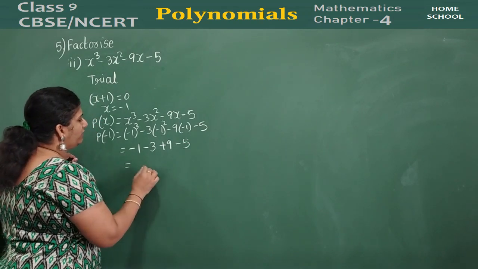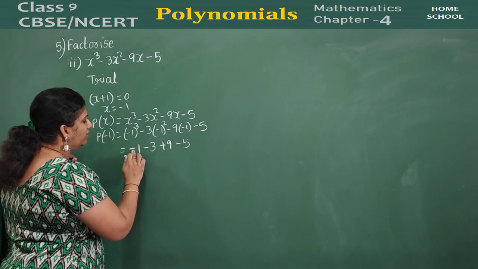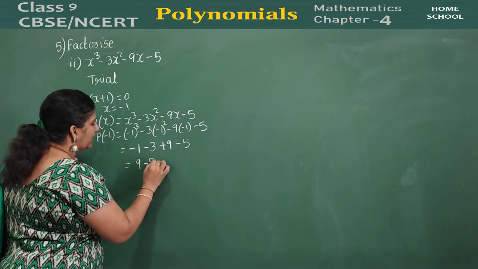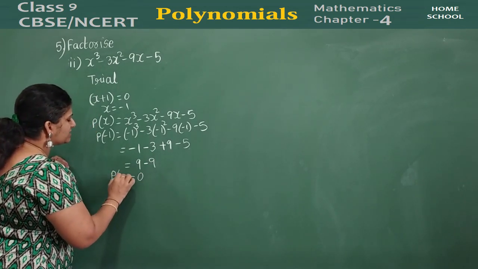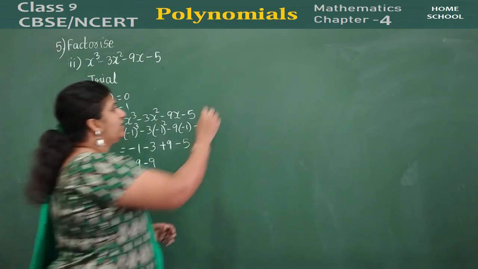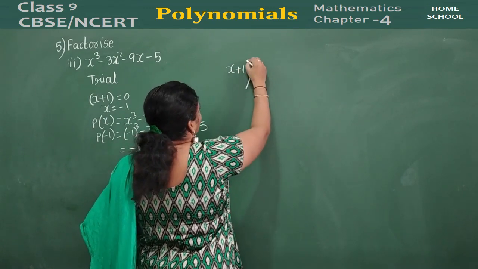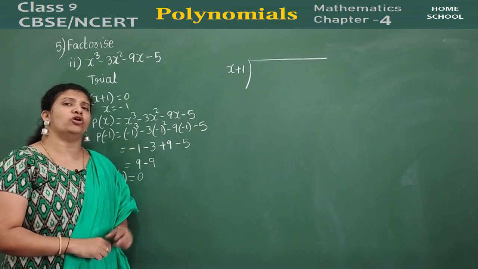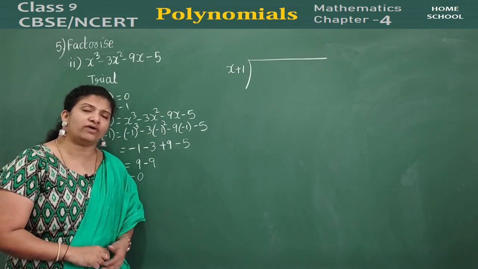Okay, now the positive signs I have written here. All negatives add here: 1 plus 3, 4, 4 plus 5 will be 9. That is, take a negative sign. Therefore, you are getting here p of minus 1 is equal to 0. Therefore, what can you say? Yes, x plus 1 is a factor. If this is a factor, still we need to get 2 more factors. How can we get the other 2 factors?